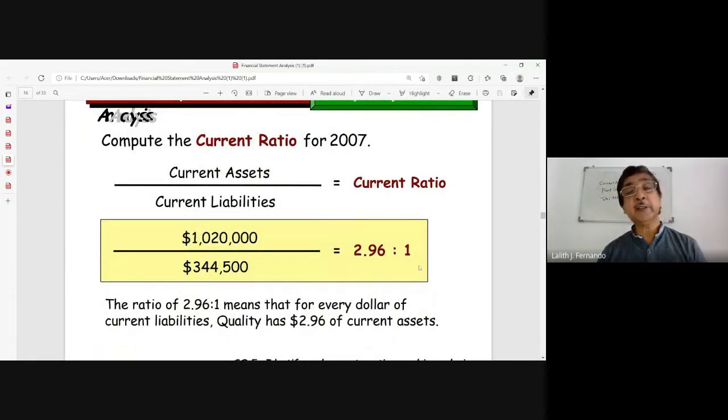Now, if you go into the current ratio, it's a simple one. How are you going to calculate the current ratio? Current assets divided by current liabilities, you get the current ratio. It is not a percentage; you get it in times, like 2.96 to 1. That means current assets are 2.96 times current liabilities. That is what it means.